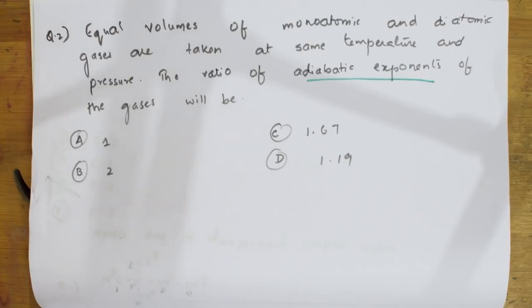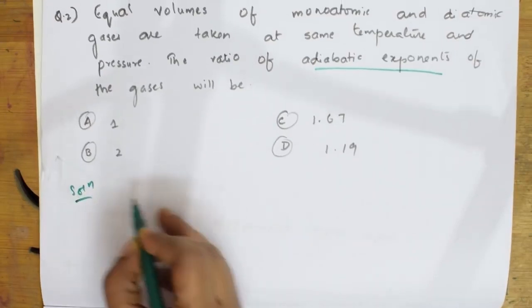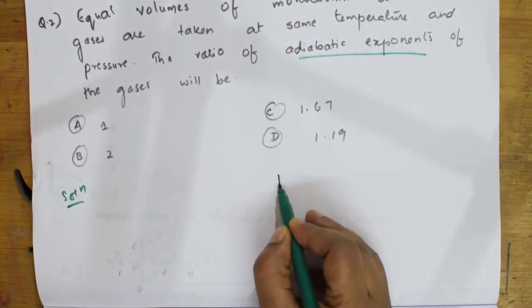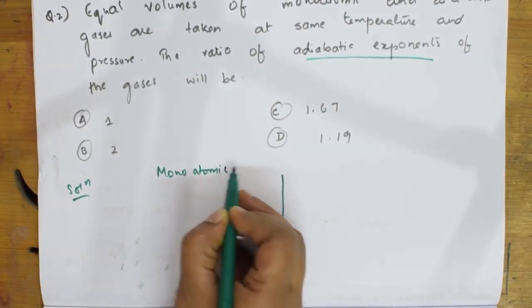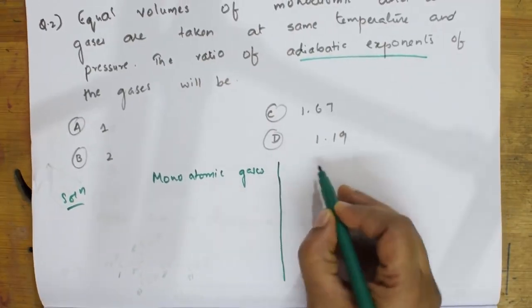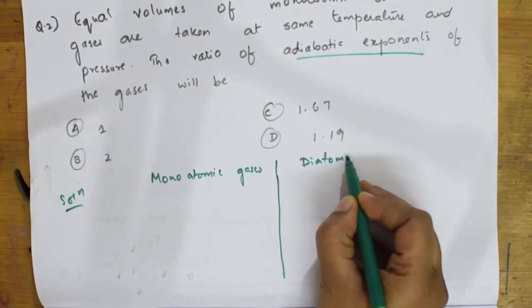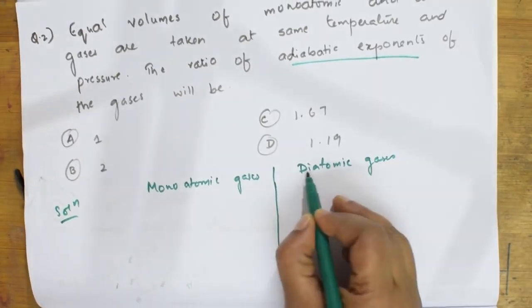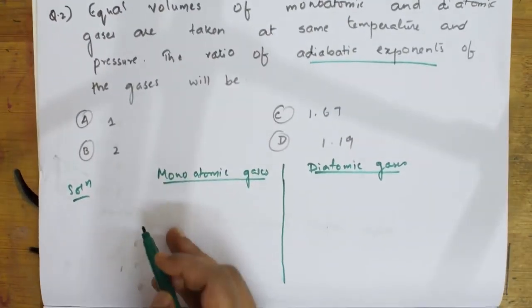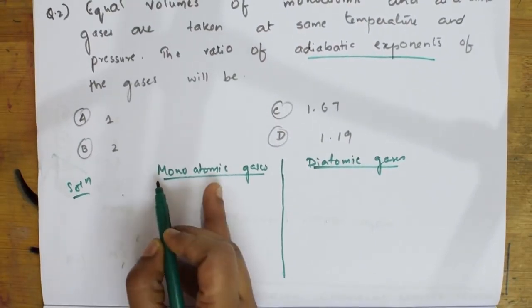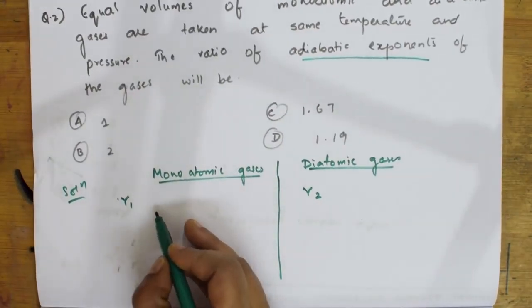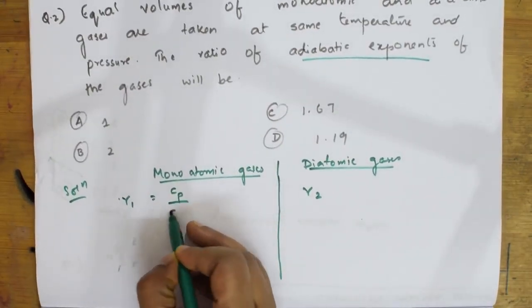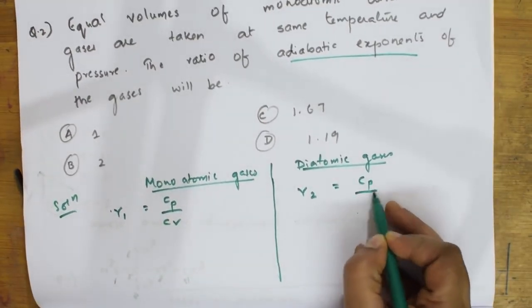First of all, equal volumes of monoatomic and diatomic gases are given. So what is the adiabatic exponent? Let us take both. First one is for monoatomic gases and the next one is for diatomic gases. For monoatomic gases, let us take the adiabatic exponent as gamma 1, and for diatomic, gamma 2. What is the formula? Gamma 1 is equal to Cp by Cv. Gamma 2 will be the same thing, Cp by Cv.